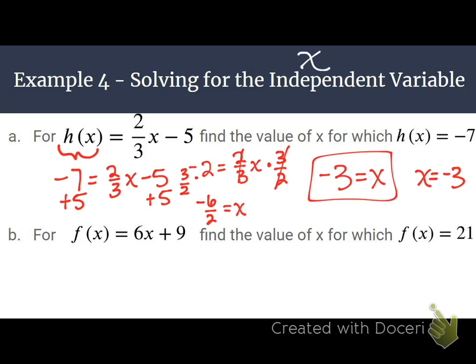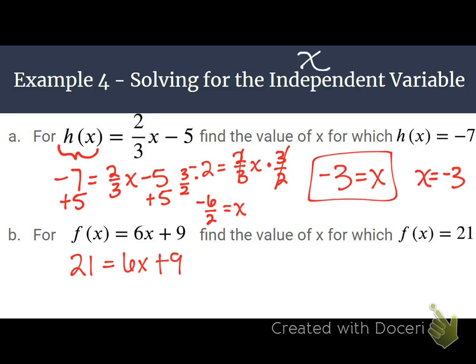On letter B, f of x equals 6x plus 9. Find the value of x for which f of x equals 21. What's the first thing I'm going to write now? 21 equals 6x plus 9. Good. They told me to replace f of x with 21. Okay.